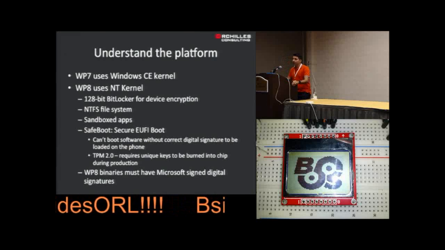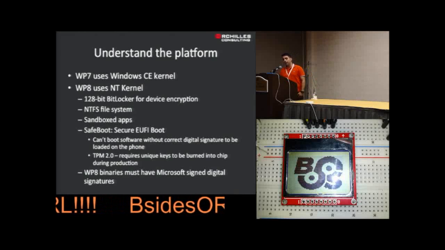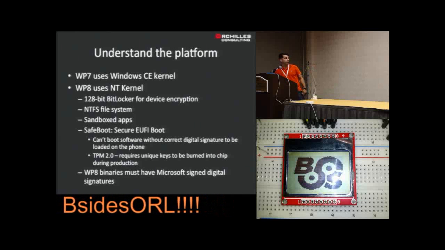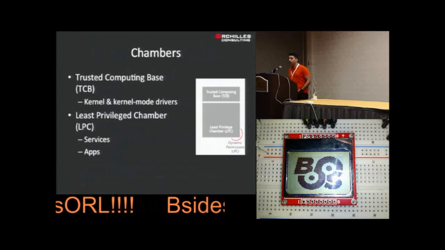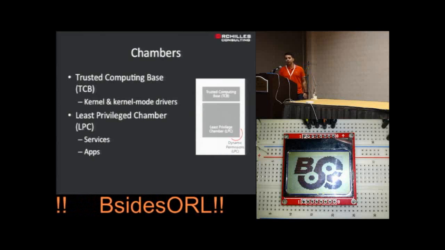And with TPM 2, they actually hard-coded this onto the chip itself, and no one's been able to break this. And then lastly, any binary that runs has to be signed by Microsoft. So, you know, Microsoft tries to control everything, and they've picked out a very good way to do that on Windows Phone 8. So Windows Phone 8 also has chambers, a trusted computing base and a least privileged chamber.